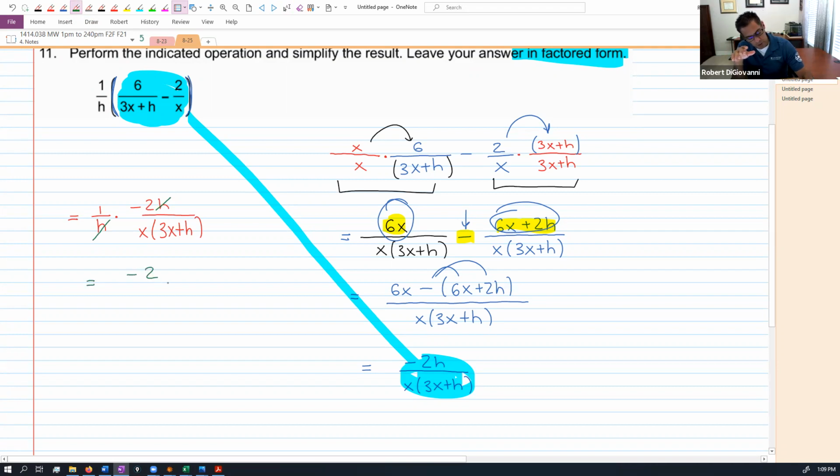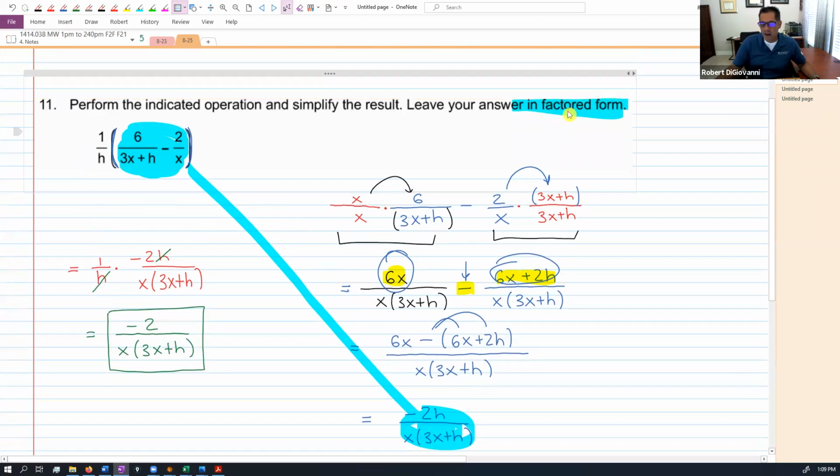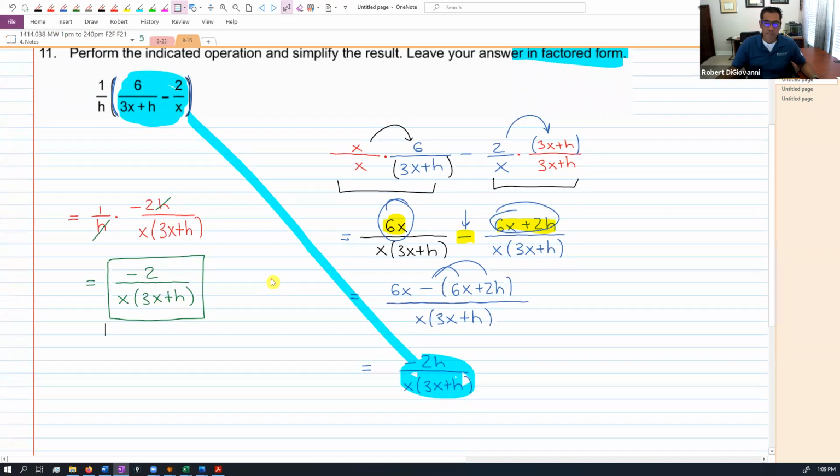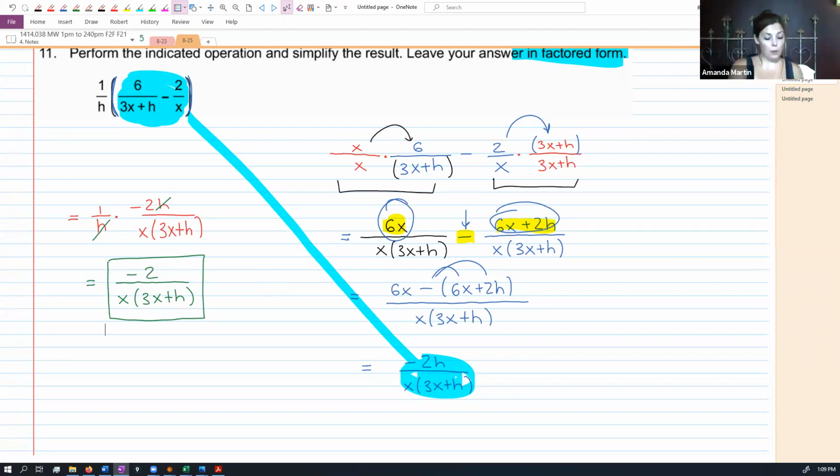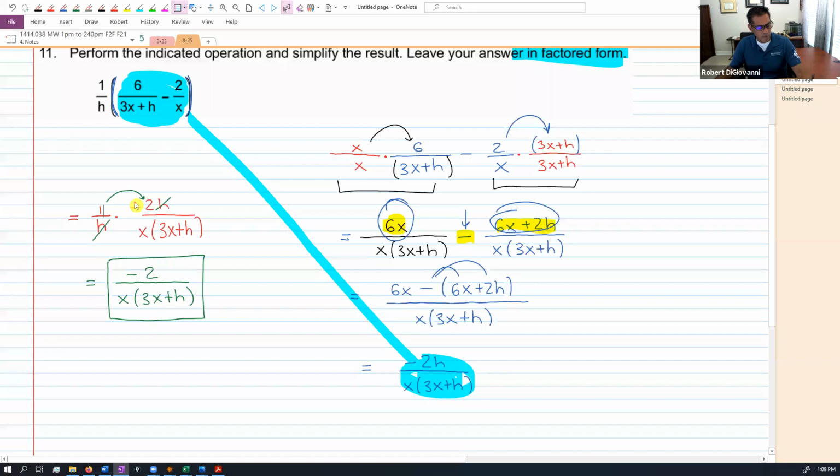You still have the negative 2. You still have the x on the bottom, and you still have a 3x plus h. And that would be the cleanest form of the answer that we could get. There's really nothing else we could do. We could distribute the x through, but like I said, it said leaving it in factored form is fine. So that's it. Any questions on that? So the numerator 1, is it implied? We actually multiplied the 1 times the negative 2 to get negative 2.